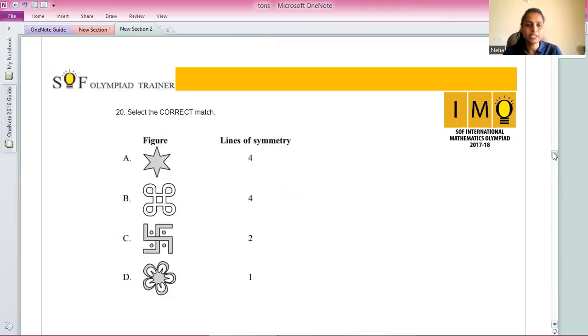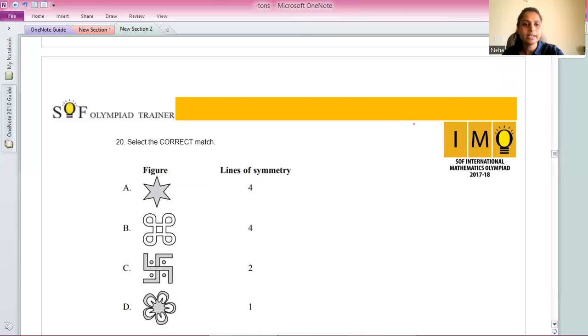Now, the next one, question number 20. Select the correct match. That means I have to find the lines of symmetry here. In this figure, the lines of symmetry are 6, not 4. In this figure, I can see that there are 4 lines of symmetry: 1, 2, 3, and 4. There is 1 line of symmetry in another, there are 0 lines of symmetry, and there are 5 lines of symmetry, not 1. So I can say that option B is my correct answer.